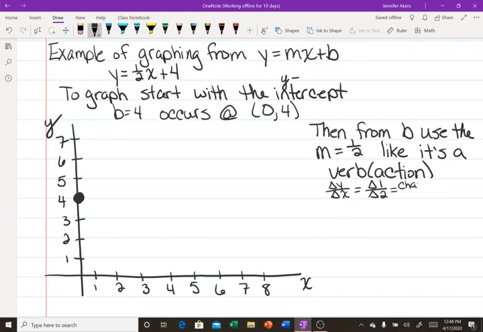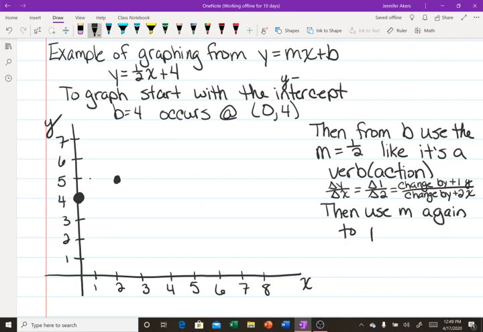So I'm going to change by a +1 in the y direction, while I'm changing by a +2 in the x direction. So from this point, I'm going to go up 1, and then I'm going to run 1, 2. And I'm going to plot a point. And then I can use m again to plot more points.